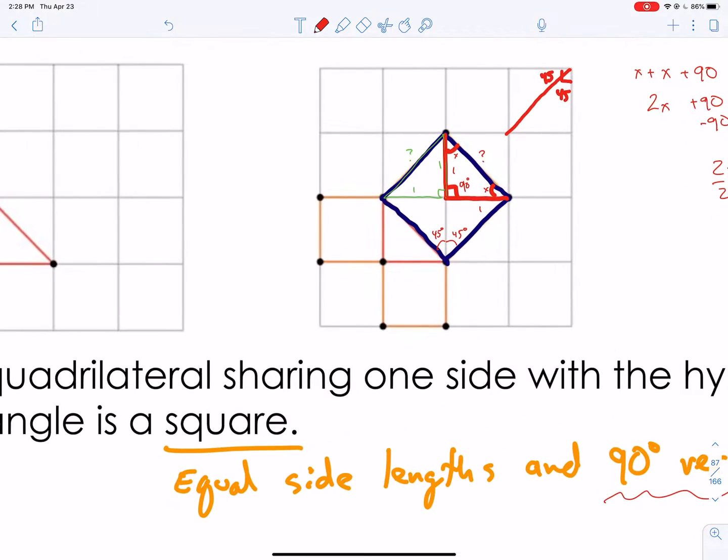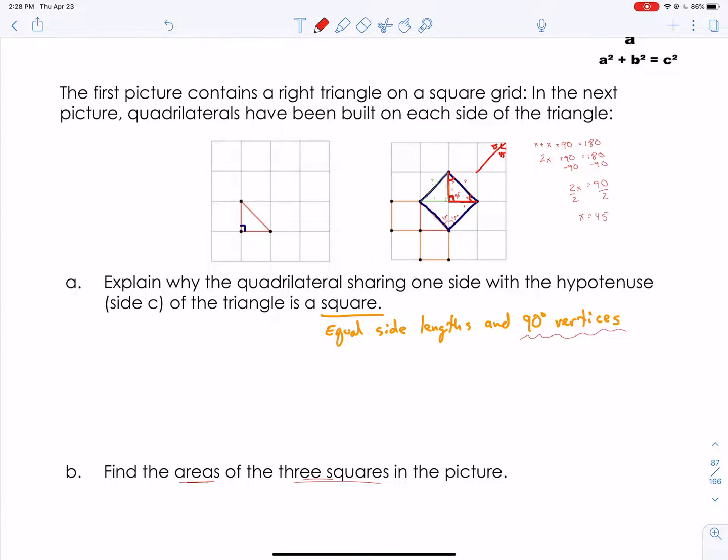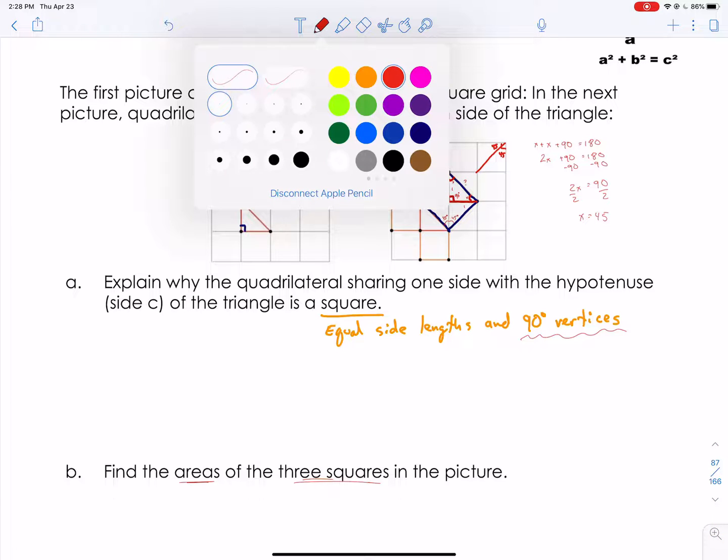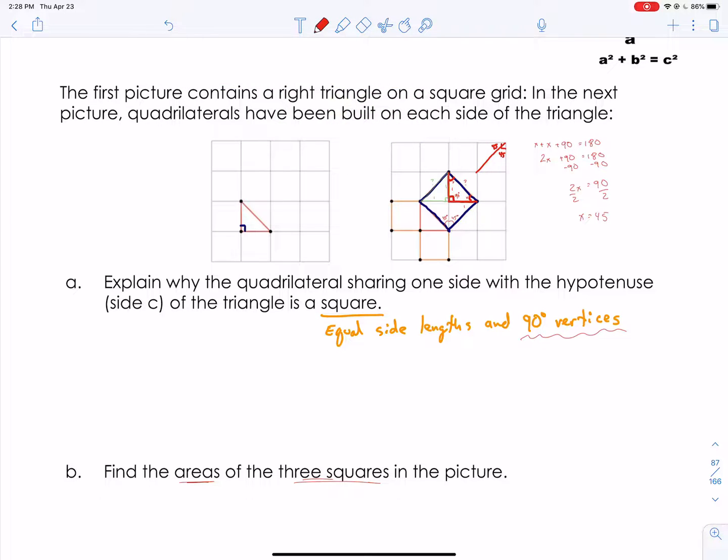So our Pythagorean theorem, a squared plus b squared equals c squared. So let's use that to find the side length. So a is 1, so this is a squared plus b squared equals c squared. So 1 squared plus 1 squared equals c squared. 1 squared is 1, 1 squared is 1, so I get 2 equals c squared. Okay, to undo that square, we need to take the square root. So c equals the square root of 2. Okay, so square root of 2.